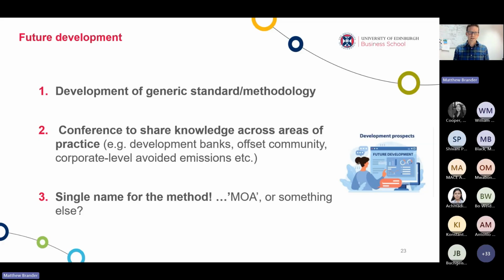And then the other thing that I mentioned before is the lack of a good name that sort of adequately captures or describes what the method is doing. Names do matter, and they can be very, very impactful in terms of dissemination. So obviously for this presentation, I've been calling it mitigation outcome assessment. But it's a kind of open question about whether that name works or whether something else would work better.